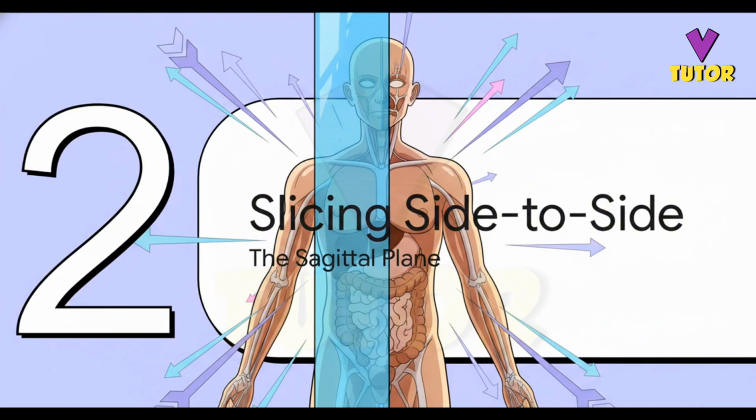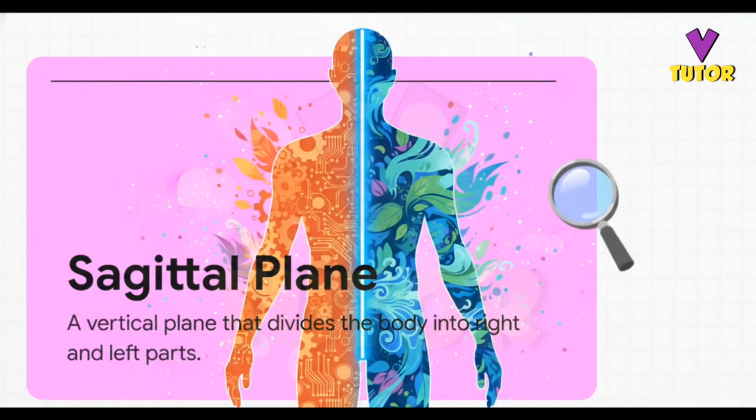I want you to imagine a giant sheet of glass dropping vertically through your body, splitting you right down the middle from front to back. That feeling, that visual, that's the sagittal plane. And here's the core idea of the sagittal plane. It's that vertical cut, and its only job is to create a division between the right side of the body and the left side. So, here's the main takeaway. If you hear sagittal, you should immediately think right and left.